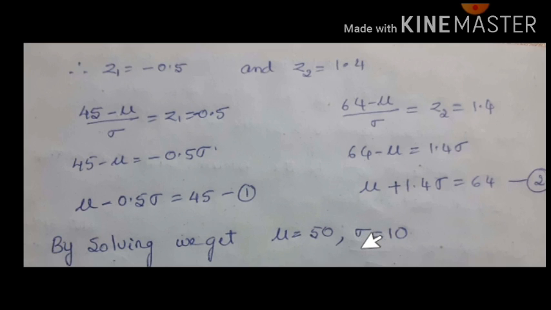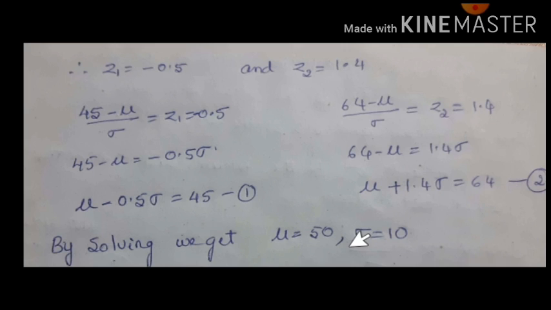When you are calculating in the calculator, you will get the notation x1 and x2. x1 is nothing but mu here. x2 is nothing but sigma here. Okay. So this is the way we find the mean and standard deviation.